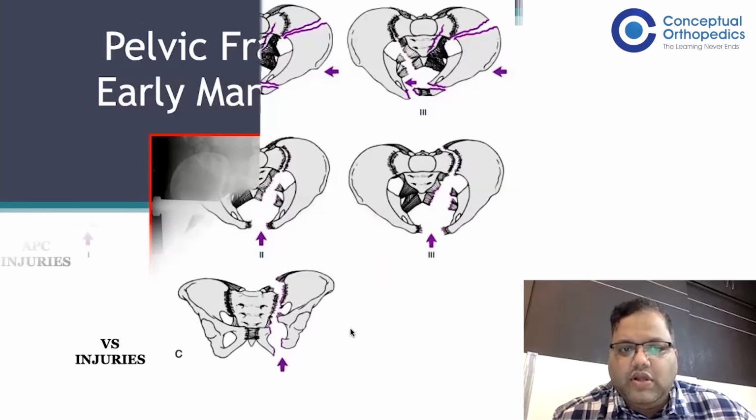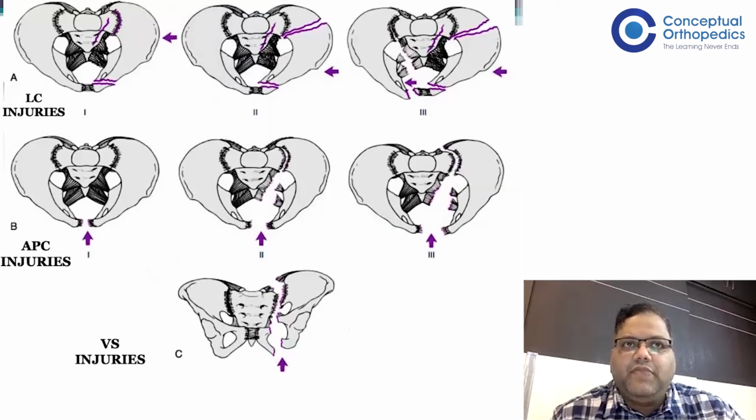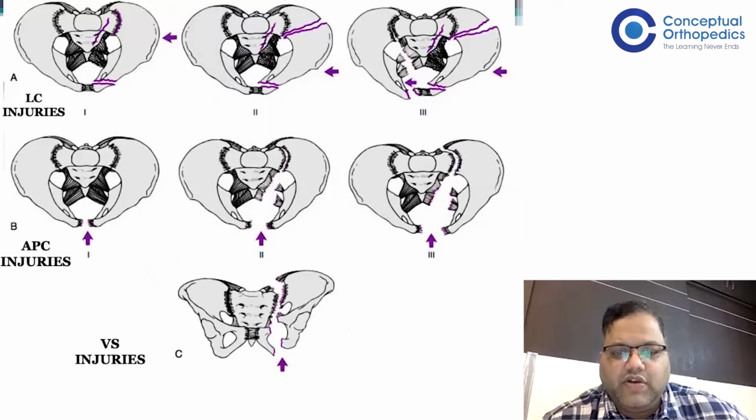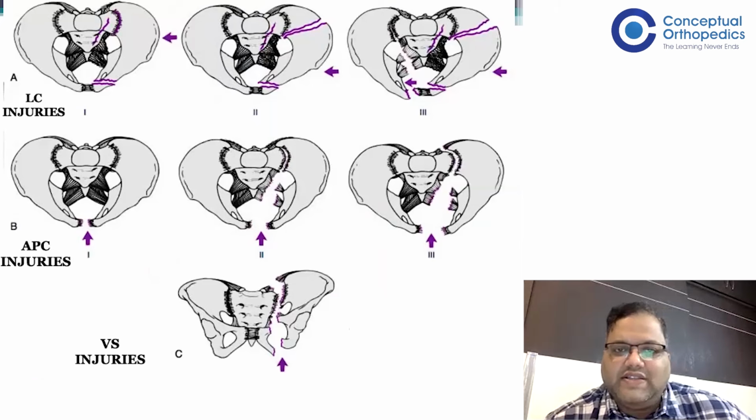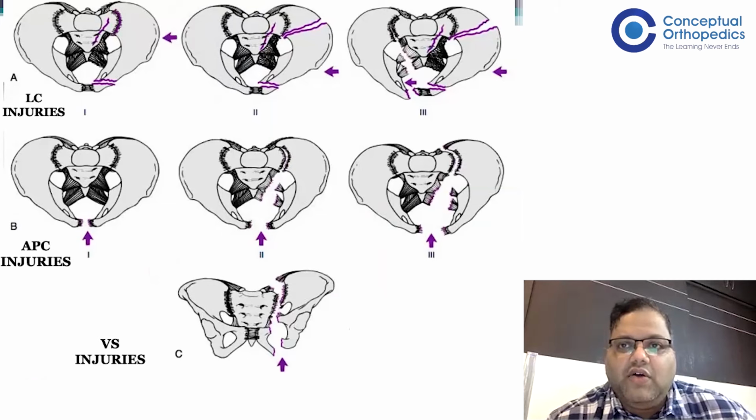So we have been through this in the last session, how to classify it: lateral compression, anteroposterior compression, and vertical shear. But no matter what pelvic injury the patient has, the acute immediate management remains more or less the same. So it doesn't actually matter what fracture the patient has. We'll deal with some of the myths that have come over a period of years.